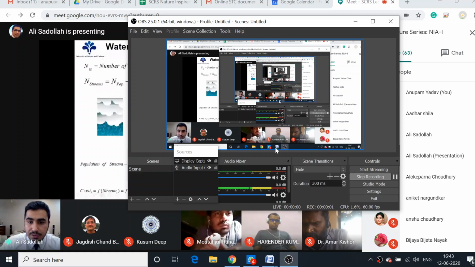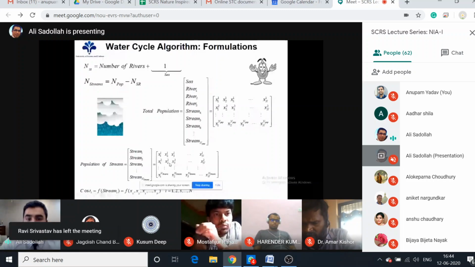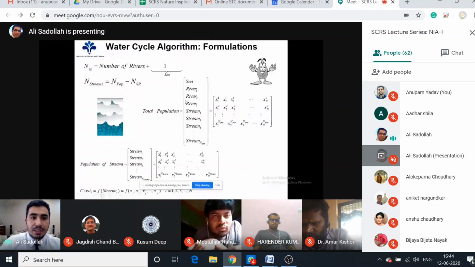Three rivers and the rest of the streams. So this is the total population, and we can also extract the population of streams here. Then we find the objective function of these streams, because we already calculated the function of the sea and the rivers. We calculate the function value of the streams, and then sort the population from, for example, minimum to maximum, and then we proceed to this level.